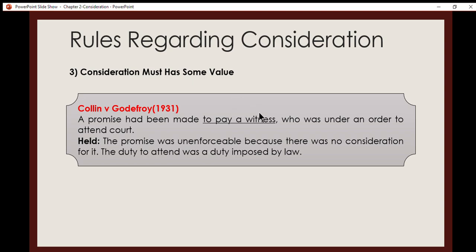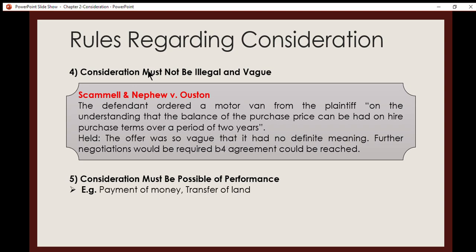So when a person appears as a witness, this is not considered as consideration because this is under a duty imposed by law. In other words, he must appear as a witness, not because he is providing the consideration. The next rule: consideration must not be illegal and vague. So consideration must be legal, must be lawful, and then it must be clear.